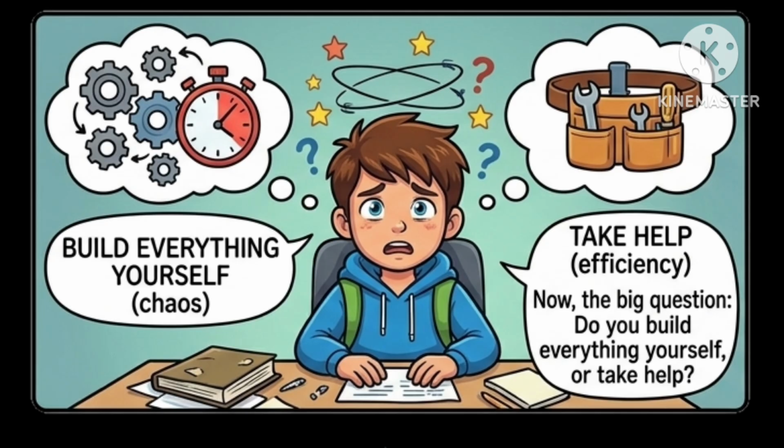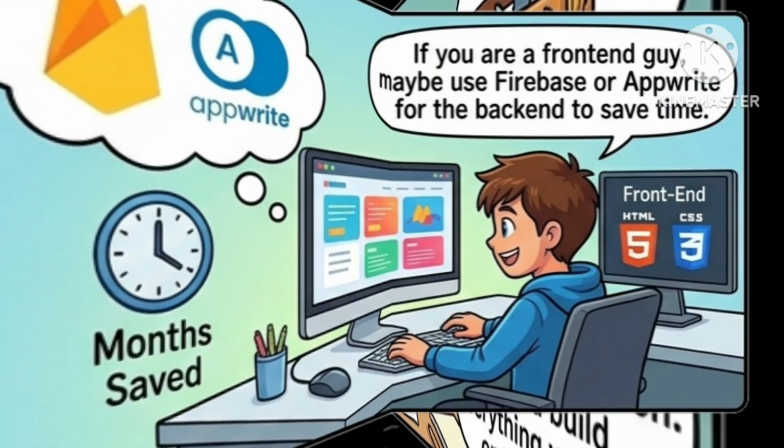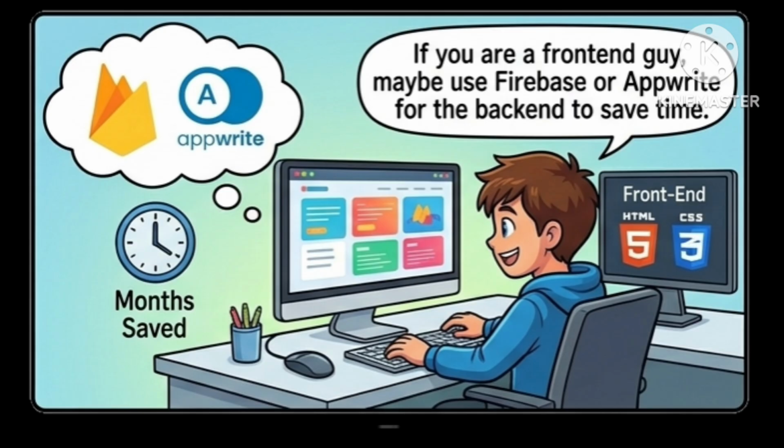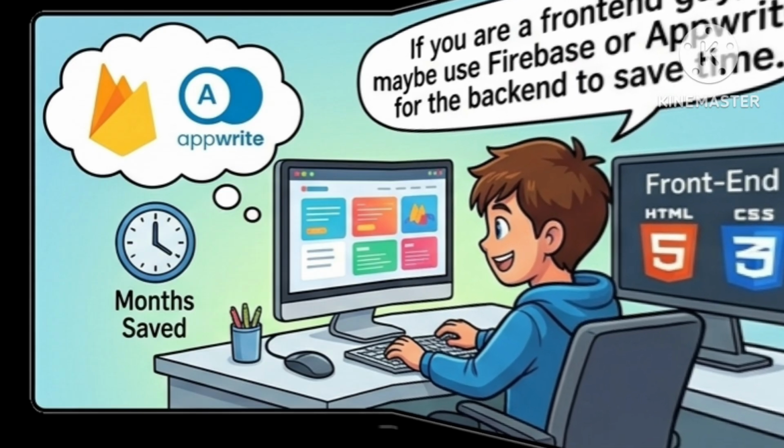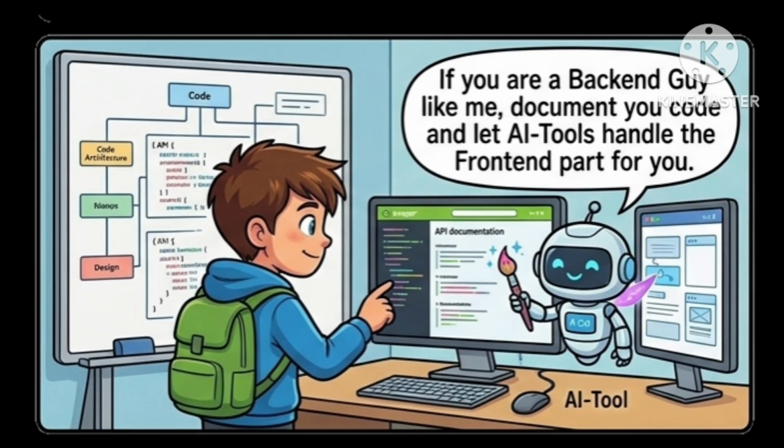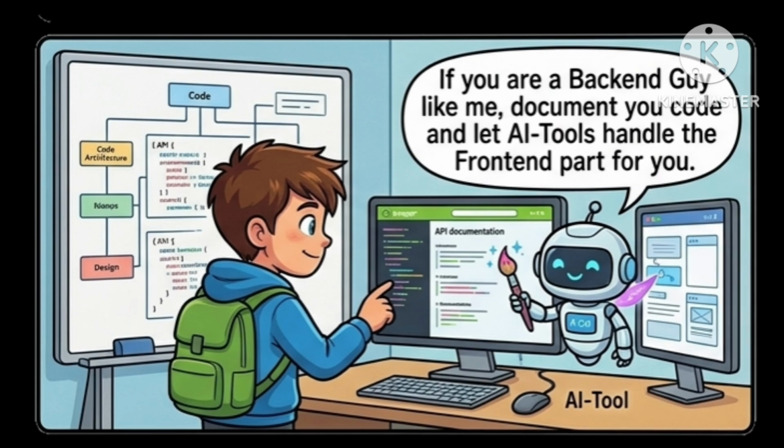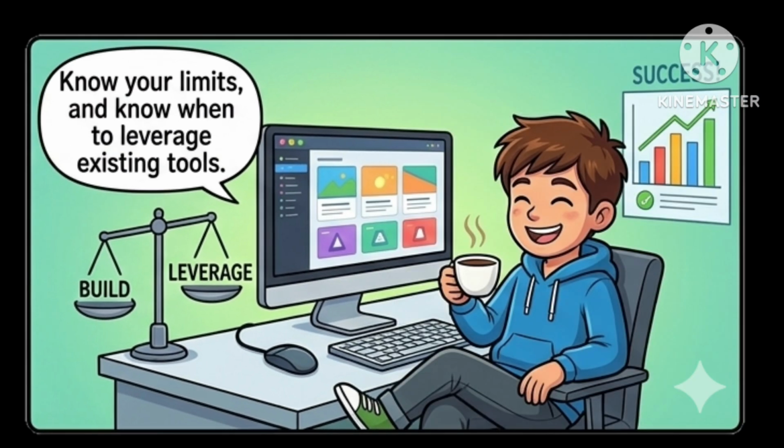Now the big question. Do you build everything yourself or take help? If you are a front-end guy, maybe use Firebase or Appwrite for the backend to save time. If you are a backend guy like me, write the code, document it well, and let the AI handle the frontend for you. Know your limits and know when to leverage existing tools.